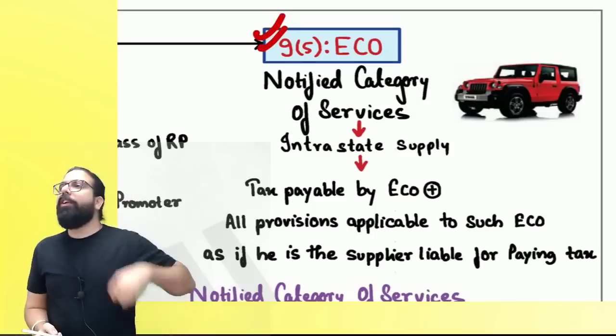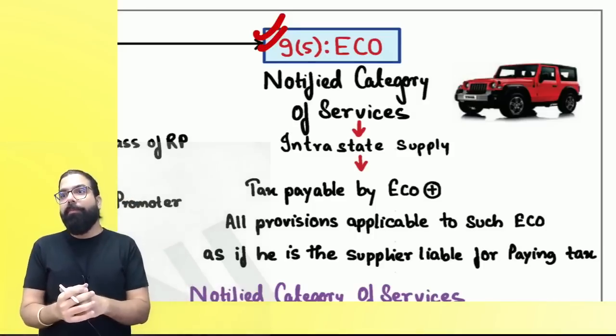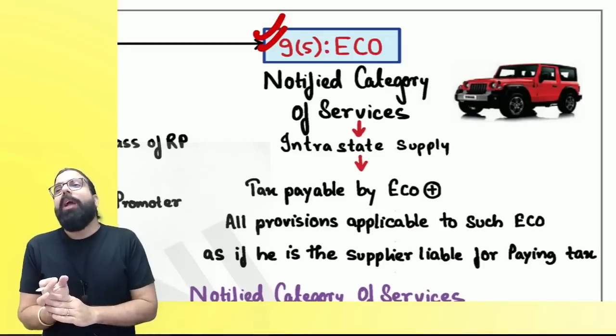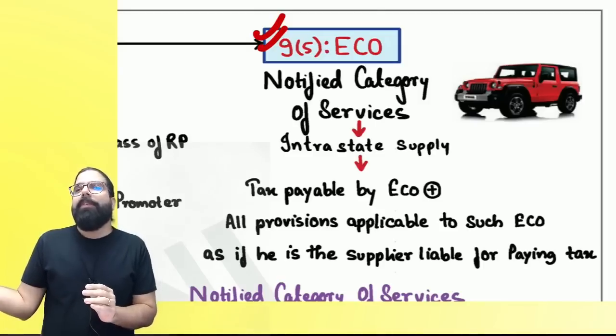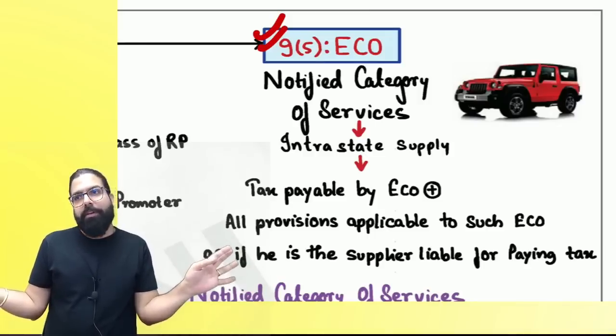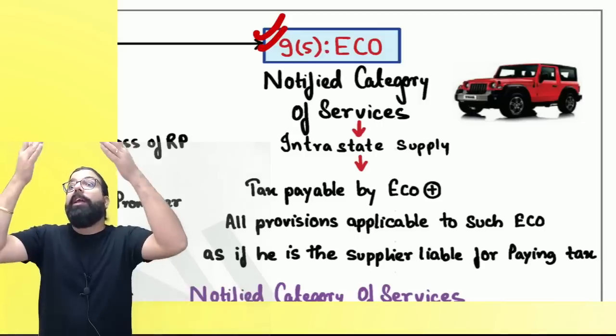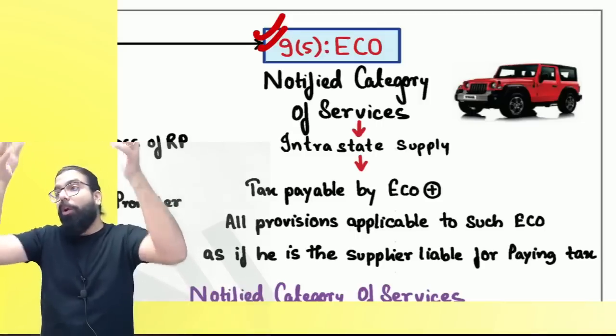Section number 9.5 talks about the e-commerce operator. Everyone listen to me very carefully. Government told, now in Ola what happens? There is a supplier, the driver, and a recipient, you. You say I will not pay under reverse charge. The driver says, sir, how will I pay? I will not pay. Government caught the neck of the e-commerce operator, Ola, Uber, etc.